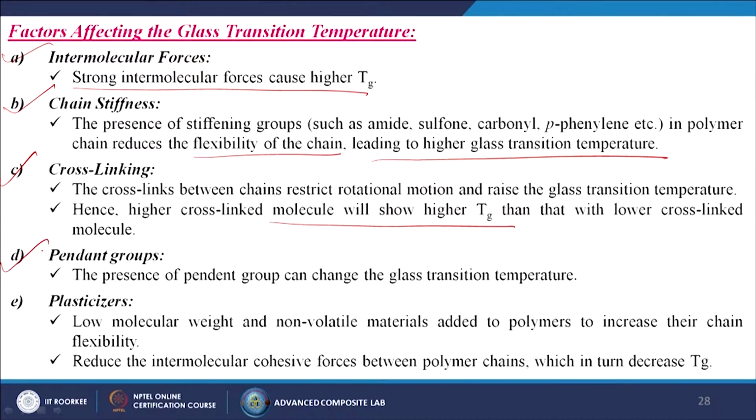Next is pendant groups, meaning the groups that are attached. The presence of pendant groups can change the glass transition temperature. And the last one is plasticizers: low molecular weight, non-volatile materials added to polymers to increase their chain flexibility and reduce the intermolecular cohesive force between the polymer chains, which in turn decreases the glass transition temperature.